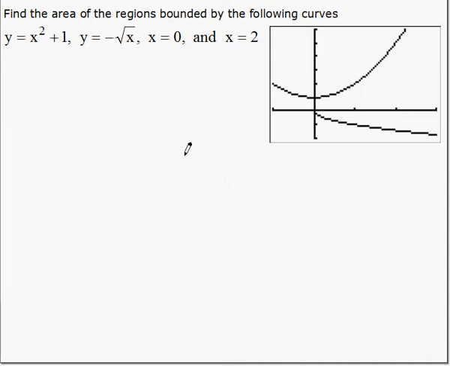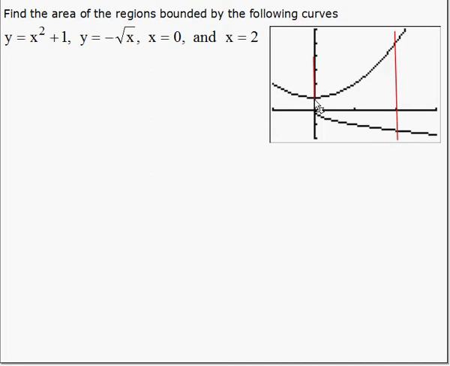In the following example, we're asked to find the area of the region bounded by the following curves: y equals x squared plus 1, y equals negative root x, x equals 0, and x equals 2. Placing the lines x equals 2 and x equals 0 on the graph gives us this line.